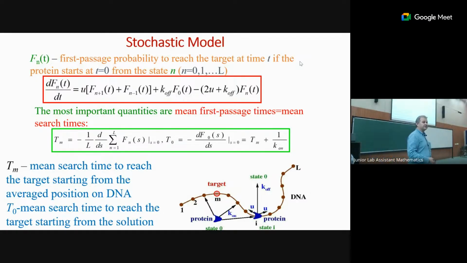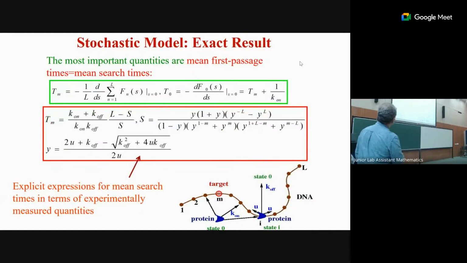You can get the times by going into Laplace language, solving explicitly in the Laplace transformation, and getting the times. And this time is associated with the search time. It's explicitly what I needed: the time for starting from a solution, which I call T0. This means the search time to reach the target if I start from the solution. That corresponds to experimental conditions. And this is essentially the exact result of the calculations.